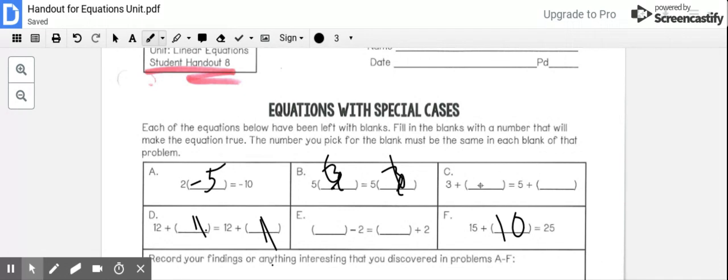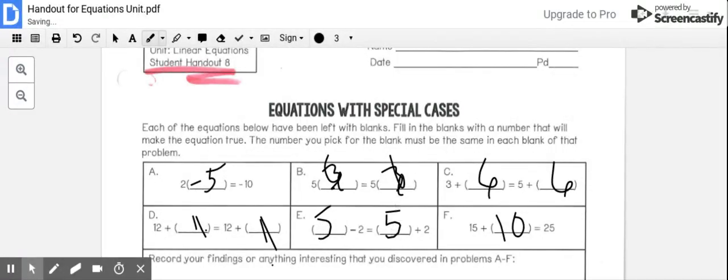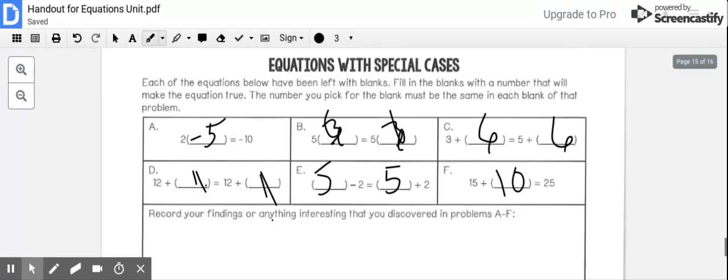And then you have the type with C and E that have nothing that will work. There is no solution. So if we go by the rule that the parentheses have to be the same on both sides, if we put 3 plus 6 is equal to 5 plus 6, that is not true. So down here, if we do 5 and then put a 5 here, 5 minus 2 equals 5 plus 2, that is not true. So those would be the types of equations that have no solution.